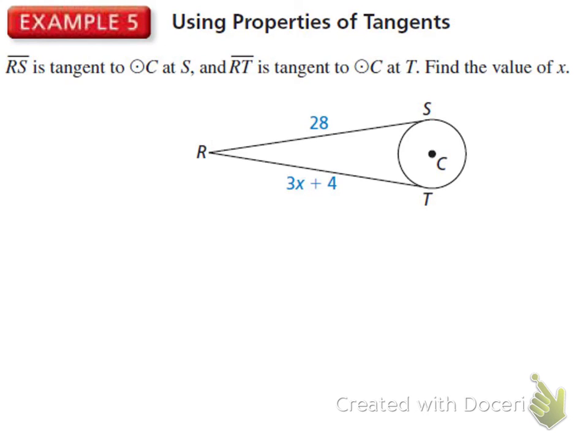You've got two tangents that intersect at R. Find the value of x. We know that they're going to be congruent to each other. So if the length of RS is equal to 28, what is the length of RT equal to? 28. Subtract 4. 28 minus 4 is 24. Equals 3x. Divide by 3 and x equals 8.